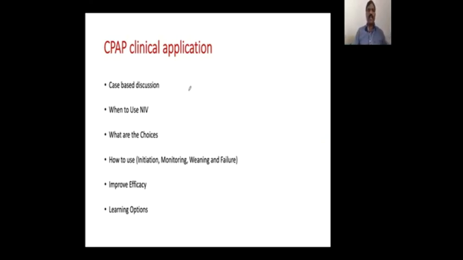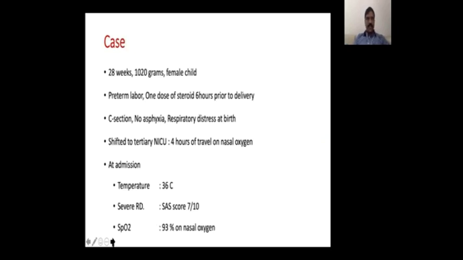Now let us look practically how we do CPAP for a baby. Now, clinical application, we look at a case-based discussion here. When to use what non-invasive ventilation, what are our choices, how do we monitor our babies, how can we improve the efficacy, and what are the learning options. If after this workshop you still want to learn, are there any options, is what we look at. So I'm going through this case scenario.